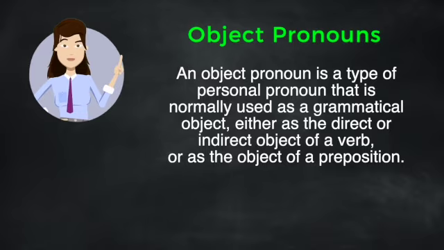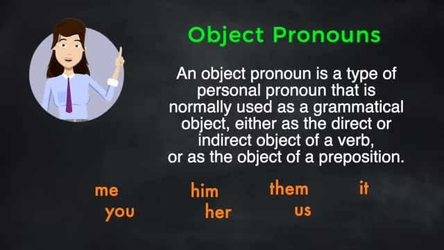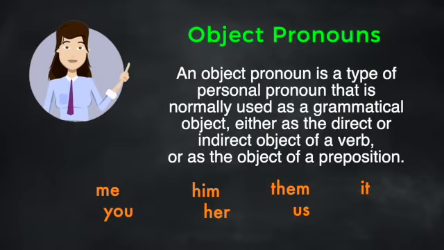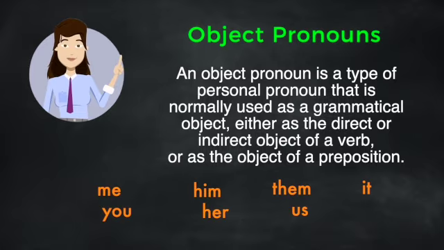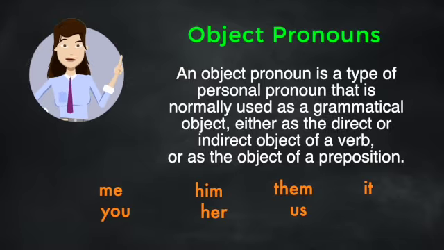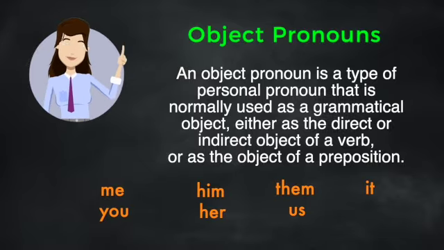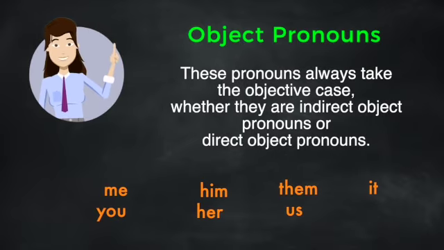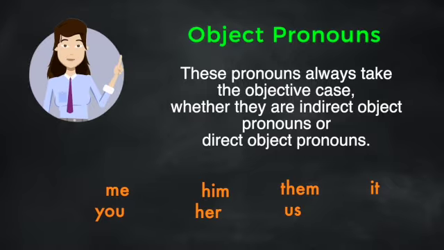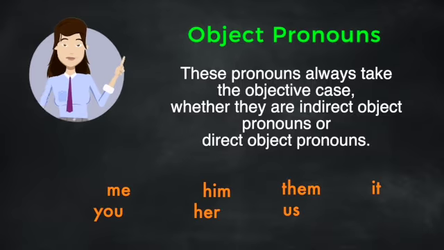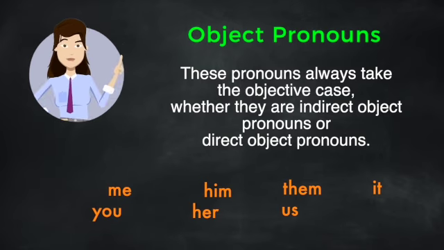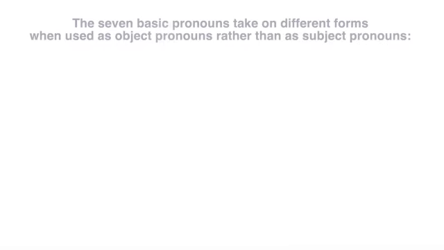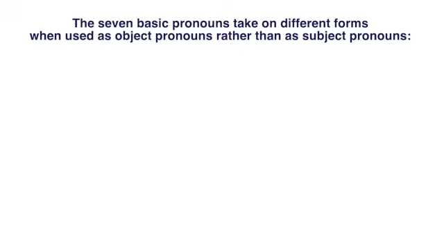An object pronoun is a type of personal pronoun that is normally used as a grammatical object, either as the direct or indirect object of a verb, or as the object of a preposition. These pronouns always take the objective case, whether they are indirect object pronouns or direct object pronouns. The 7 basic pronouns take on different forms when used as object pronouns rather than as subject pronouns.